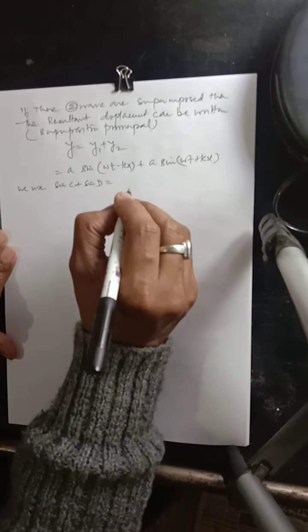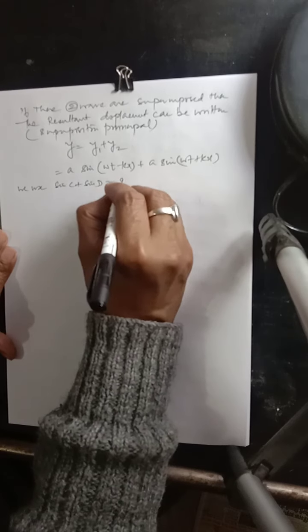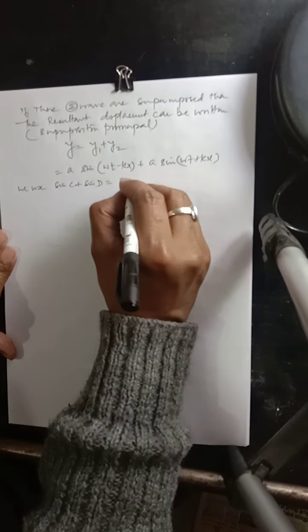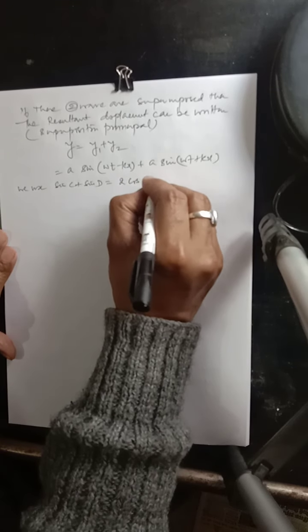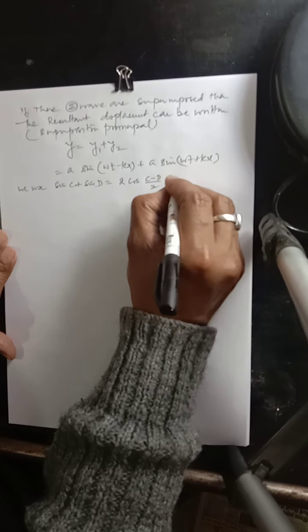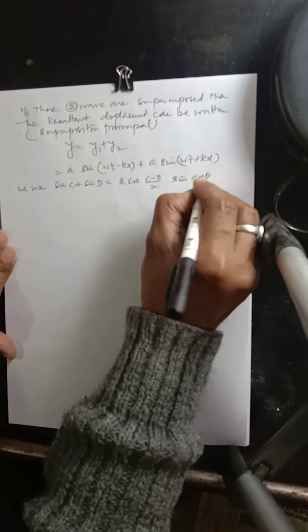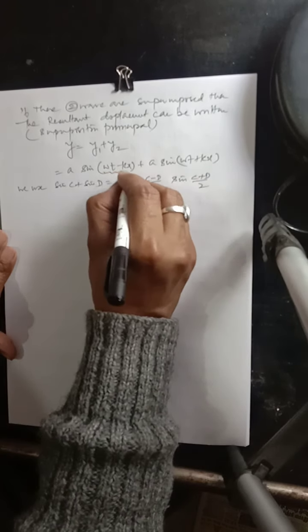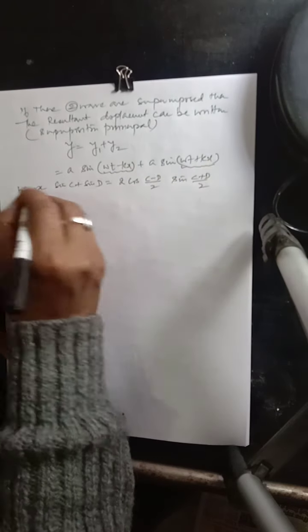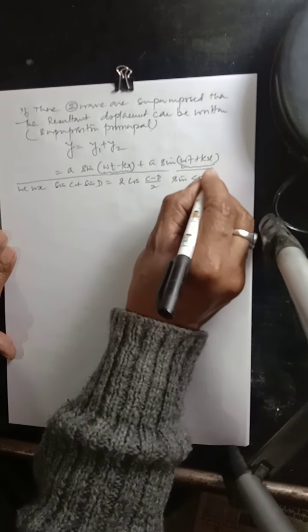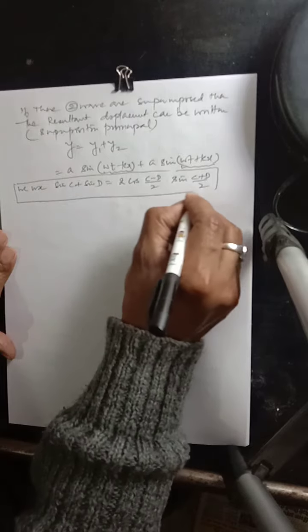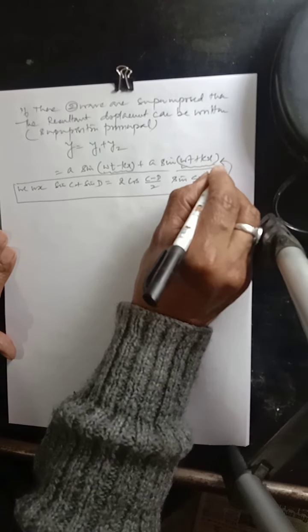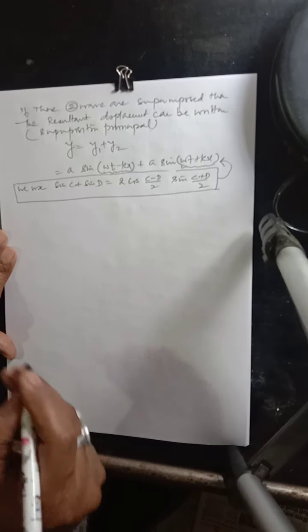We have a trigonometric formula: the expansion of sin C plus sin D is equal to 2 cos((C minus D)/2) sin((C plus D)/2). So this whole becomes C, and this whole becomes D. We have this trigonometrical formula, and it is to be used in this equation.